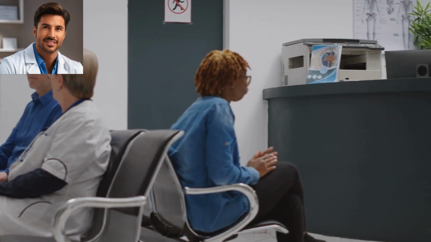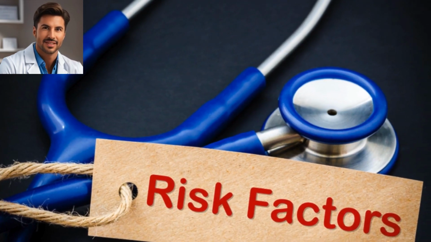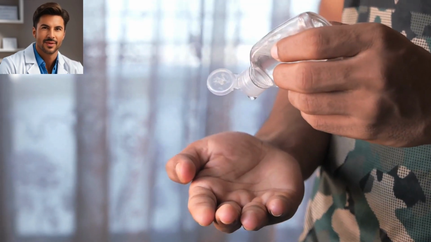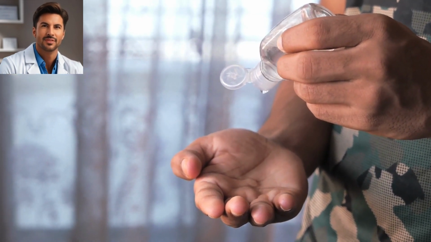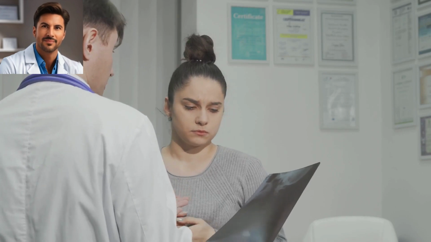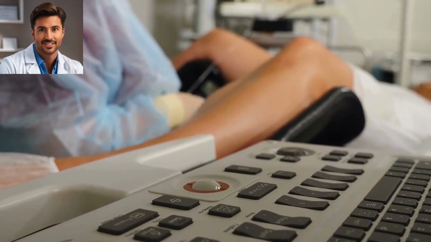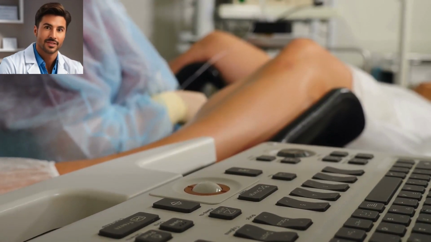Now, some women are more at risk for PID than others. Let's take a look at a few common factors. Unprotected sex. If an infection enters the body, it can travel up to the reproductive system. Multiple partners. More exposure means a higher chance of coming into contact with bacteria. A history of PID. If you've had it before, the risk of getting it again is higher. Recent pelvic procedures. Things like childbirth, miscarriage, or even some medical procedures can allow bacteria to enter the reproductive system.